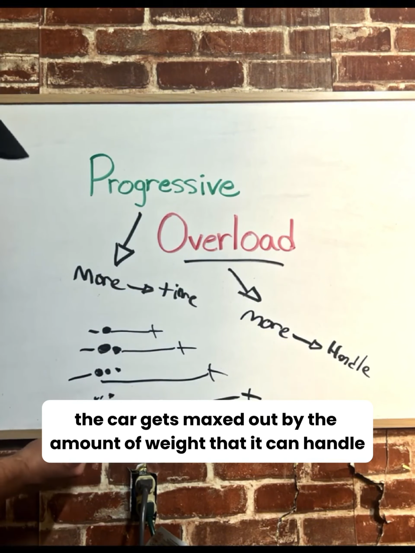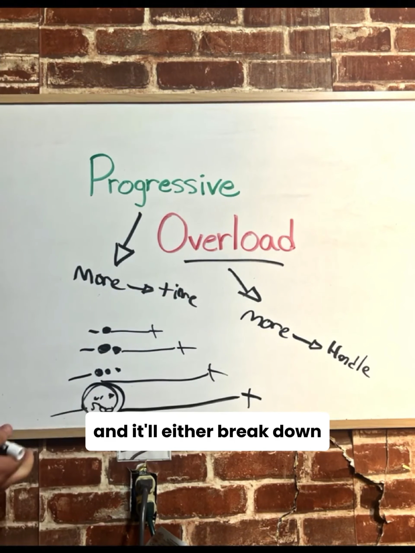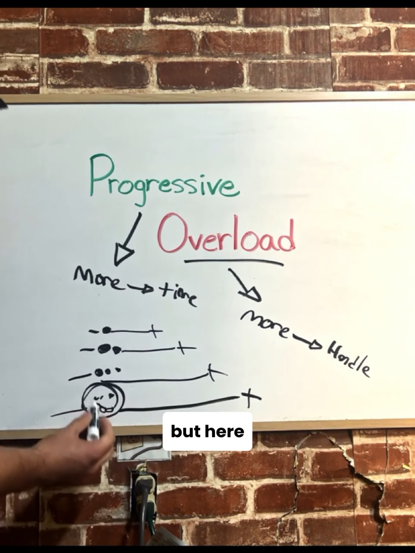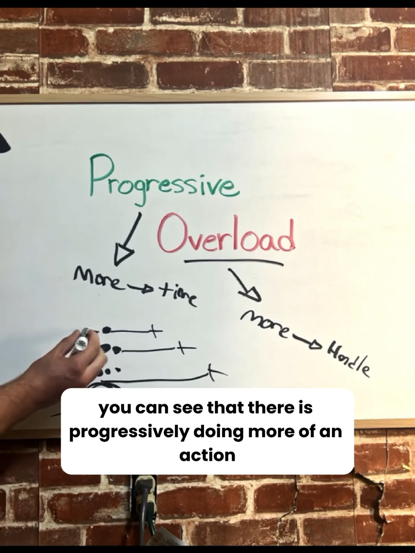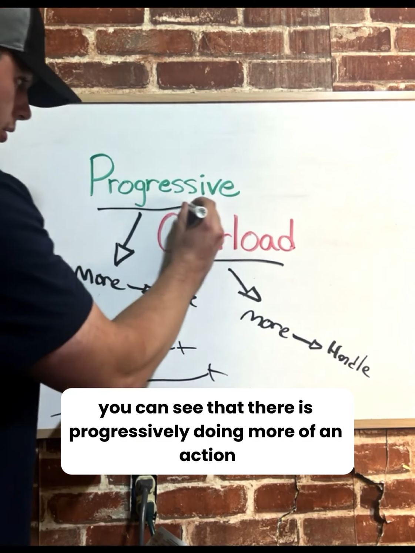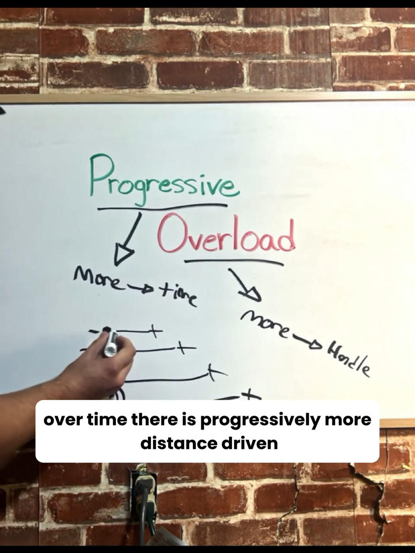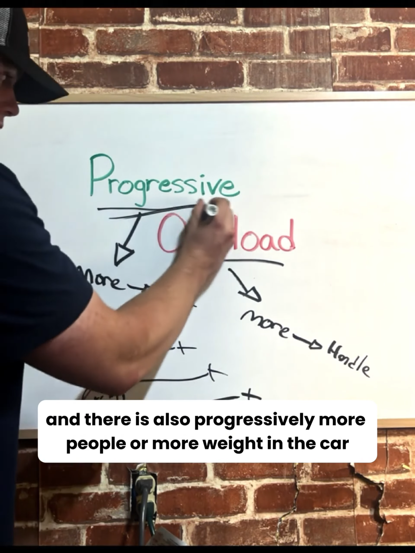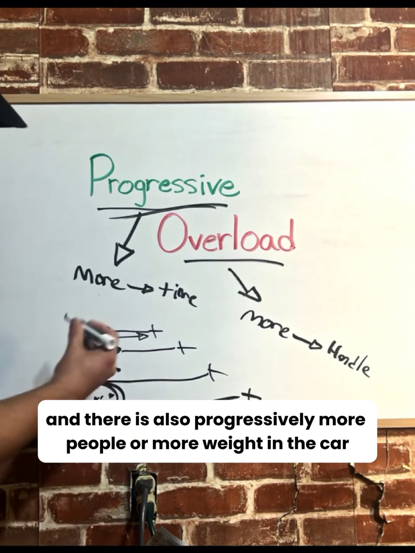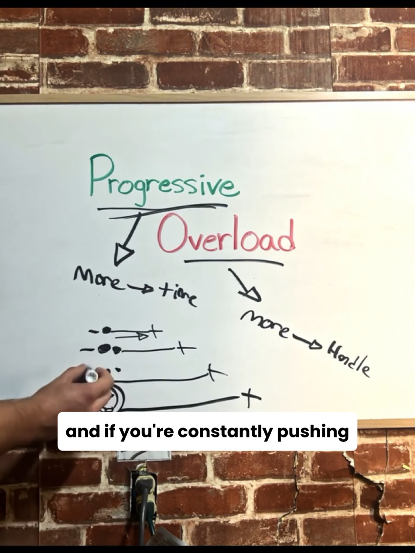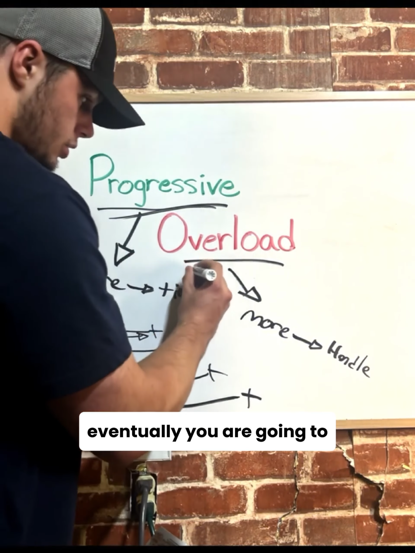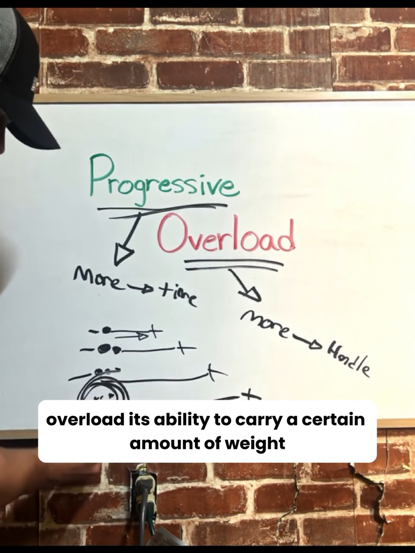And eventually the car gets maxed out by the amount of weight it can handle, and it'll either break down, or it won't start, it won't run, and you'll be stranded. But here you can see that you're progressively doing more of an action over time. There is progressively more distance driven, and also progressively more people or more weight in the car. If you're constantly pushing the capacity of what the car can handle, eventually you are going to overload its ability to carry a certain amount of weight.